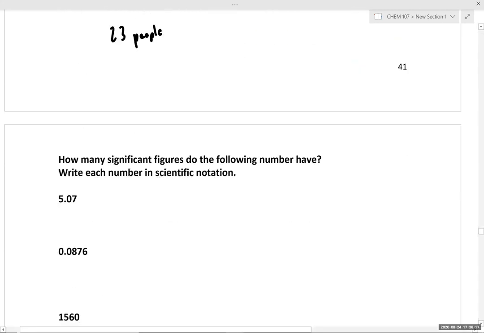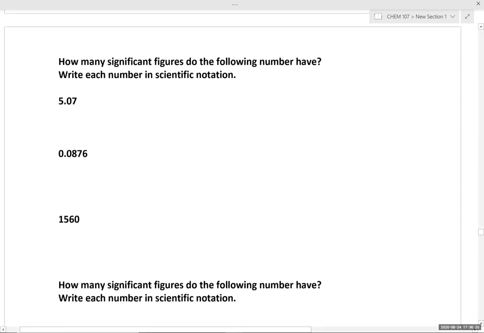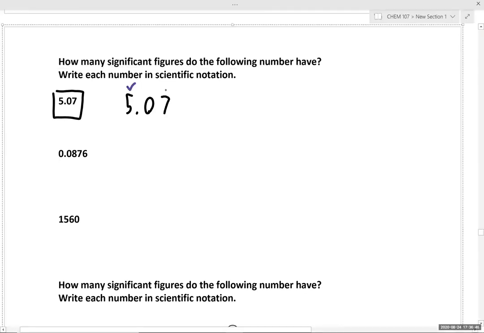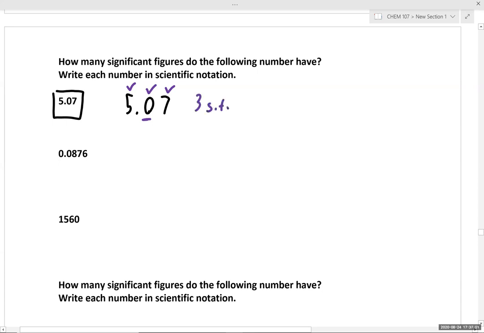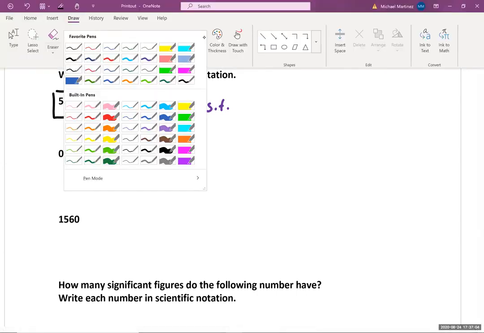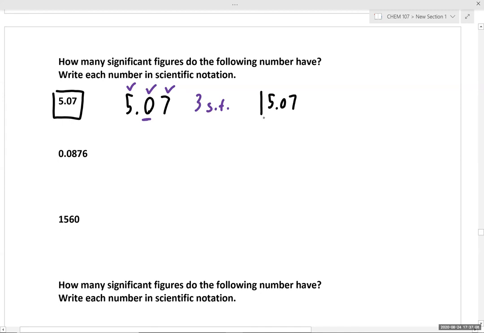So first, let's start to apply these rules, and let's look at the following set of numbers. Let's indicate how many significant figures each of these numbers has. And as a bonus, let's write each number in scientific notation. So I'll do these first three examples and you'll do the second set of three. So looking at 5.07, 5 and 7 are automatically significant figures, and this 0 is after a non-zero number and after a decimal point, and it's between non-zero digits, so this 0 is significant. So this number has 3 significant figures, and in scientific notation, we just write this number as 5.07. There's no need for any modification.